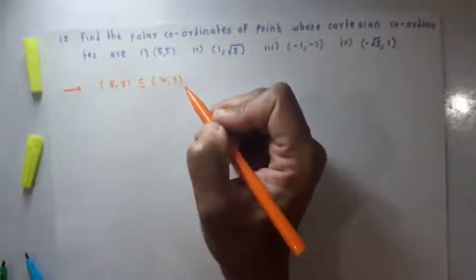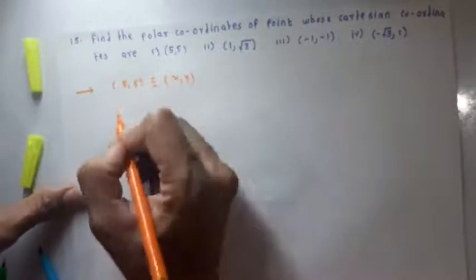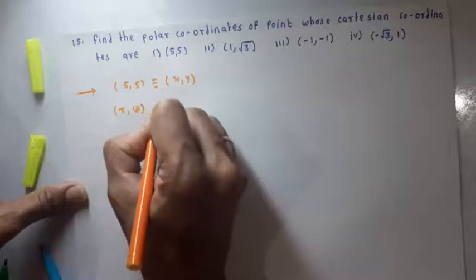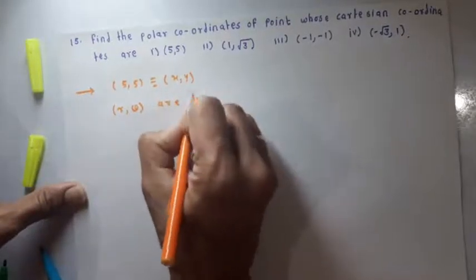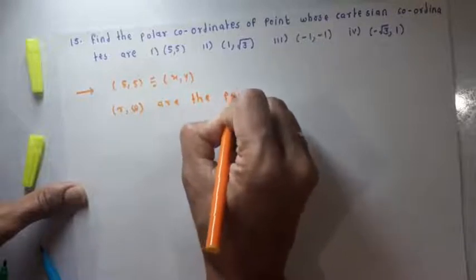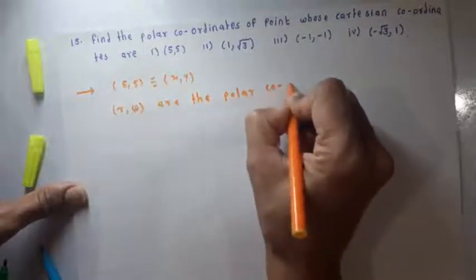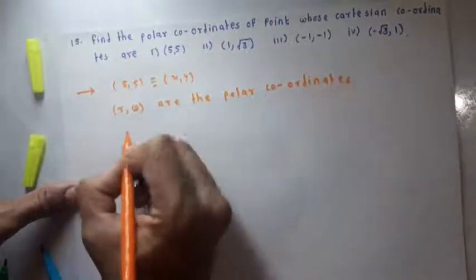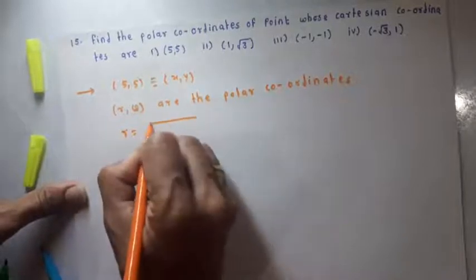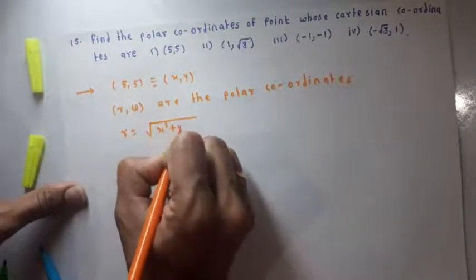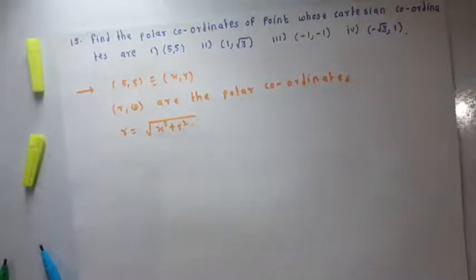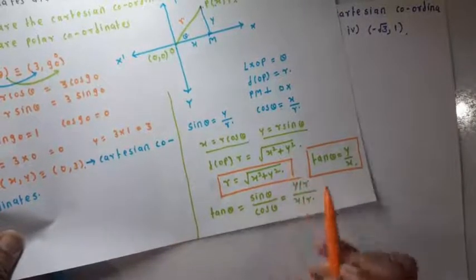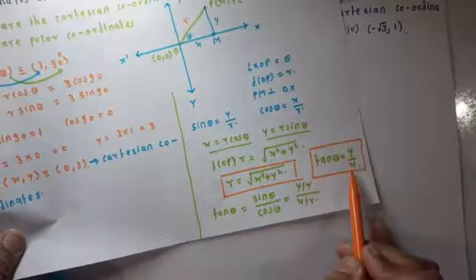Okay, so here we know that r, theta are the polar coordinates. What is the relation for r and theta? So r equal to square root of x square plus y square. I have just explained the relation to you. Okay, r equal to square root of x square plus y square, and tan theta equal to y upon x.